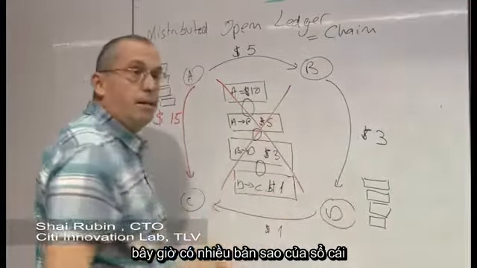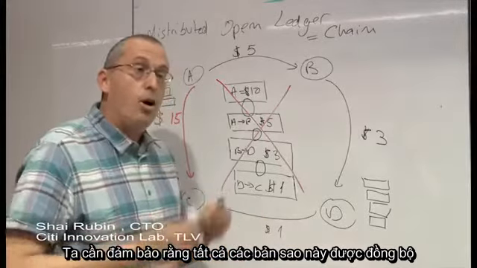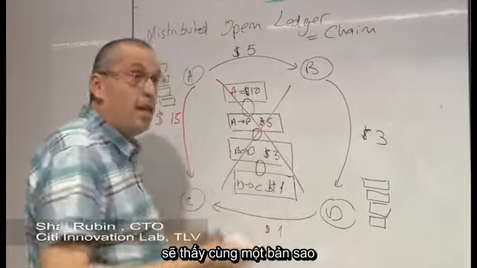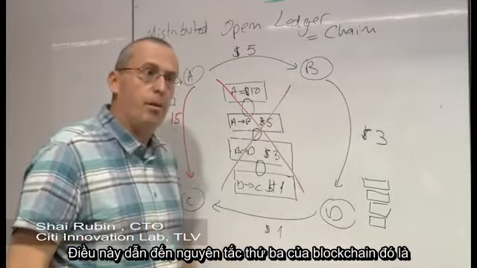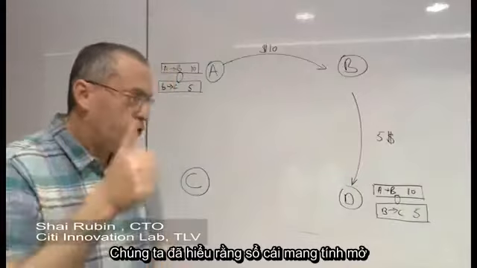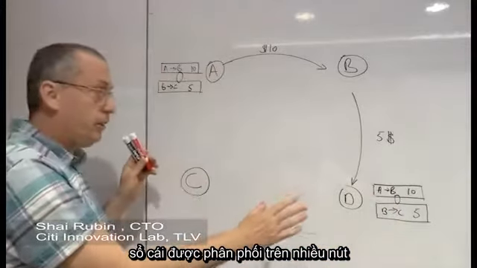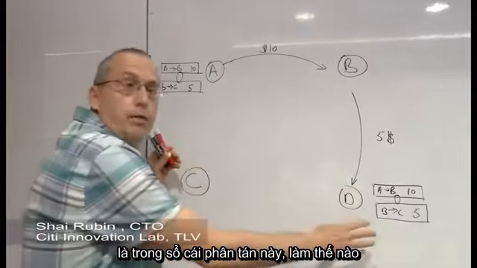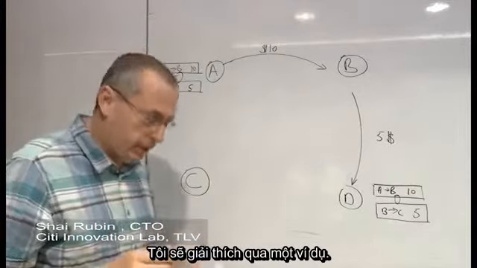Now, when there are various copies of the ledger in the network, we need to make sure that all these copies are synchronized and all the participants in the network see the same copy, the same version of the ledger. And this leads to the third principle of blockchain, which is probably the most interesting one. We understood already that the ledger is open, everyone can see it, and the ledger is distributed across various nodes. Now what we need to understand is how, in this kind of distributed ledger, nodes synchronize the ledger across themselves. We are going to do that using an example.